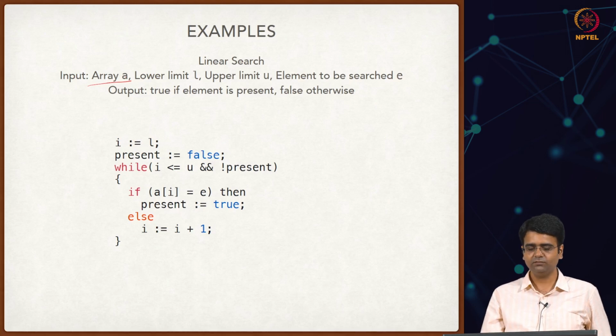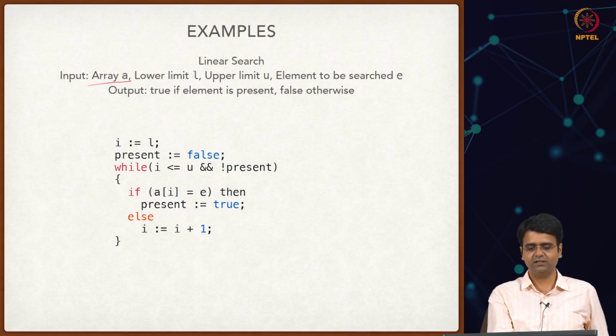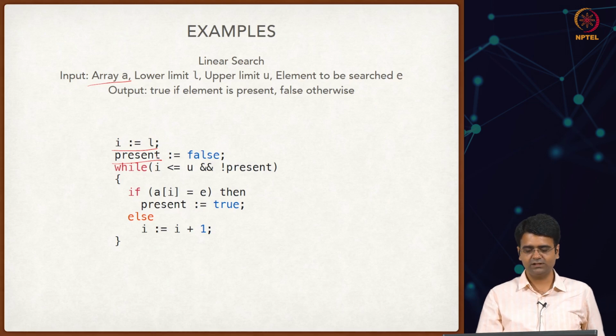So this linear search program takes as input an array A as well as limits L and U and some element to be searched, which is E, and it outputs true if the element is present and false otherwise. This is quite a simple program. It just does a linear traversal, beginning from I equal to L. It uses this present variable, which is initially assigned false. Then while I is less than or equal to U and present is false, you just iterate through the array elements one by one.